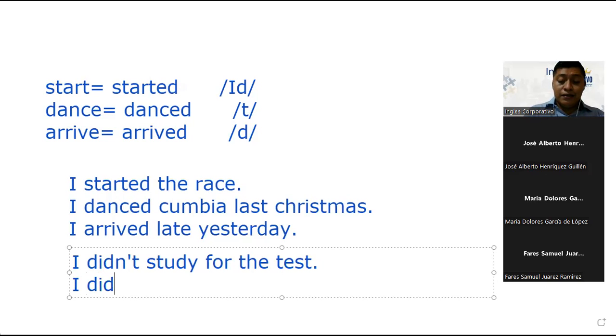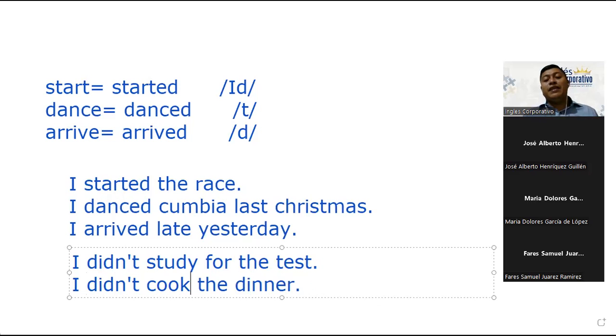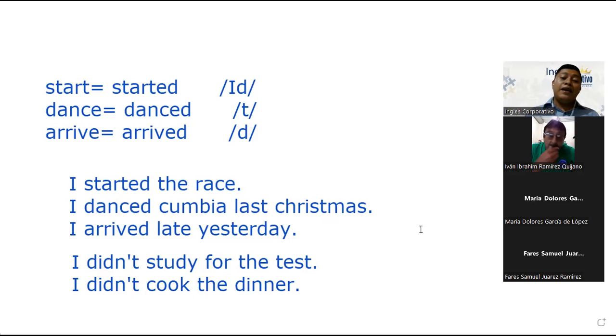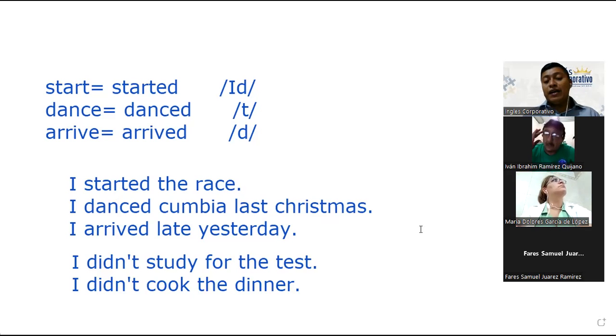Now let's see. I didn't cook. ¿Está correcta esta oración? I didn't cook. No. El verbo, como se escribe en el pasado, ok, sin conjugar. Excellent. I didn't cook the dinner. Ok, es una oración negativa. Así lo hacemos. Sujeto, auxiliar did, más not, contraído es didn't, el verbo, ¿verdad? Sin conjugar, study and cook en estos ejemplos, y el complemento. Very good job.